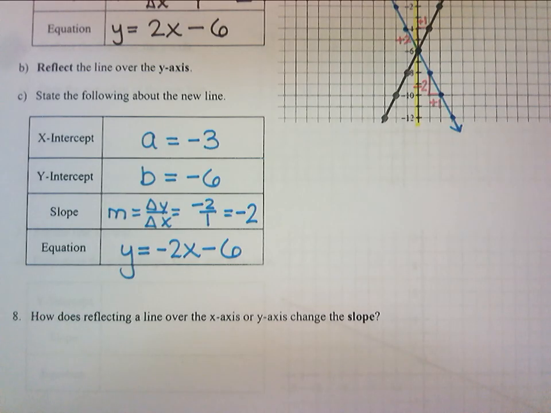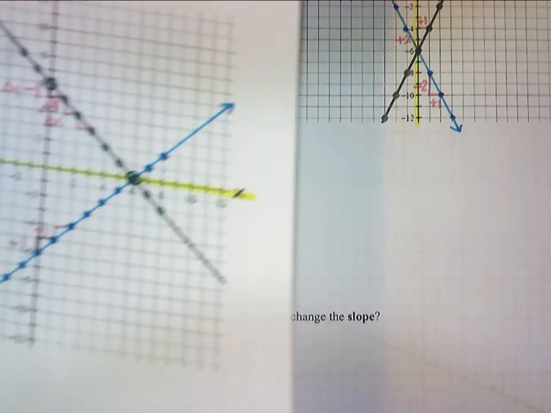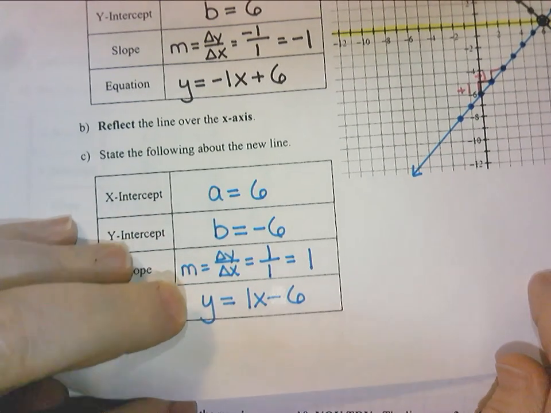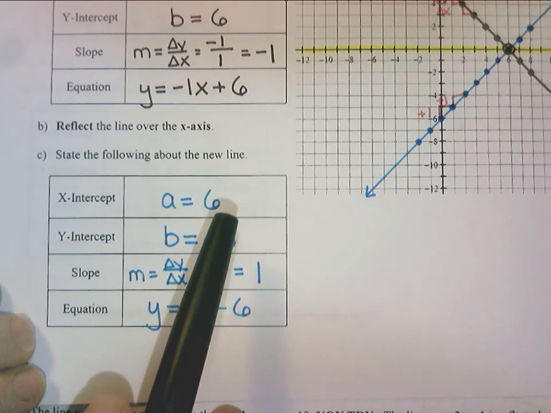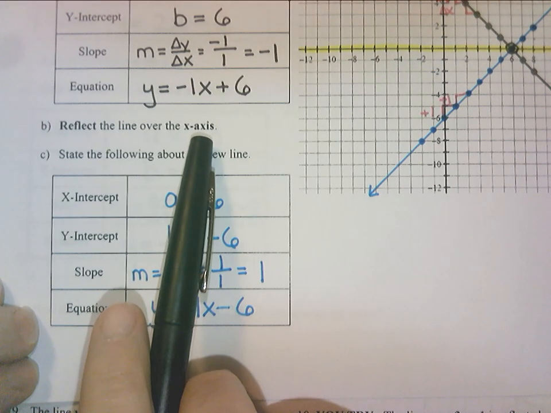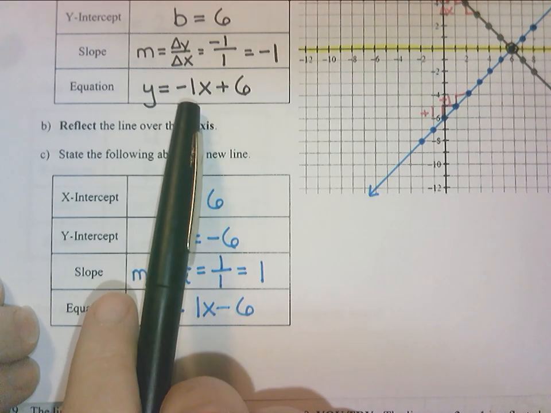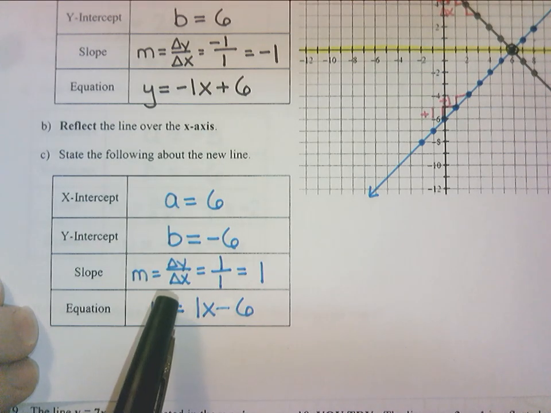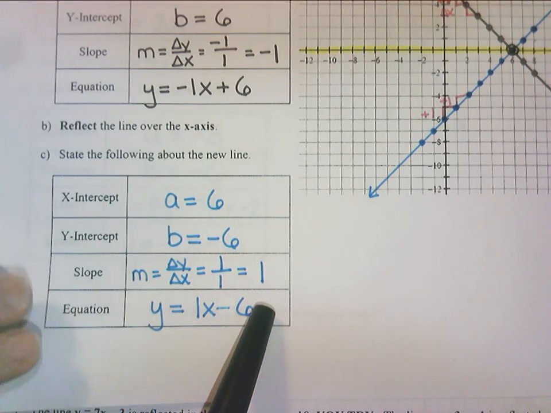So our next question says, how does reflecting a line over the x-axis change the slope? So it didn't ask about the equation this time, it just asked about the slope. So I'm going to go back to question 6. When we reflected it over the x-axis, the original line had a slope of -1, and then the new line had a slope of +1.